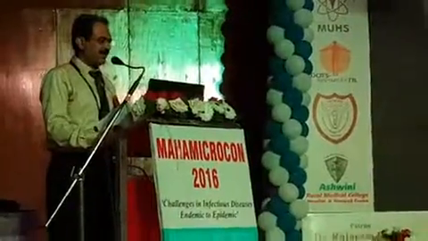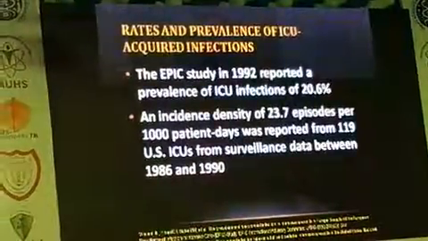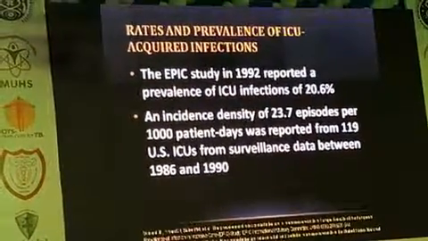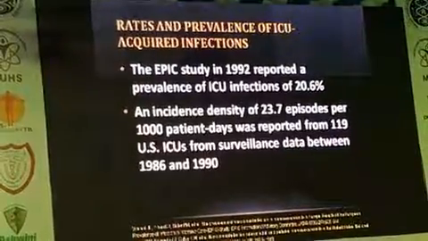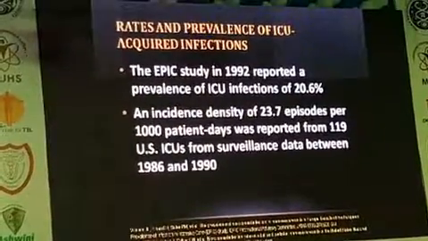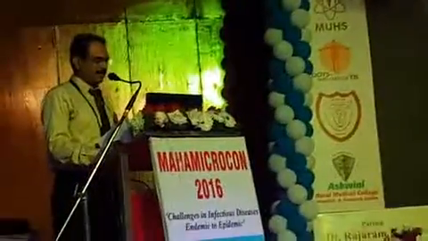Rates and prevalence: the EPIC study, that's the European study, a long time back, tells us that 20.6% is the infection rate. Incidence from a US study, US people won't like to follow how Europeans do, and therefore they go in for per 1,000 patient days, and that also tells you that it's very high in ICUs.